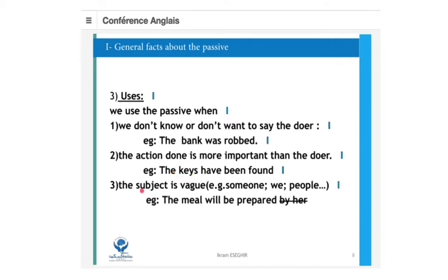That's use number 2. Use number 3 when the subject is vague. What do we mean by vague? We mean by vague that it doesn't give good or valuable information.